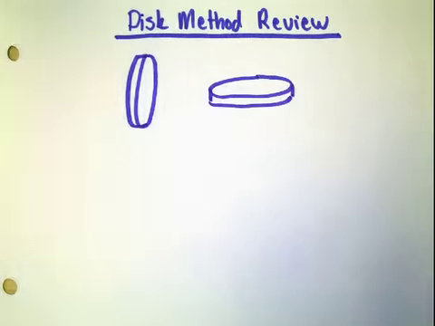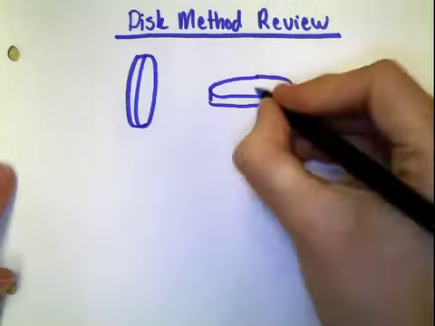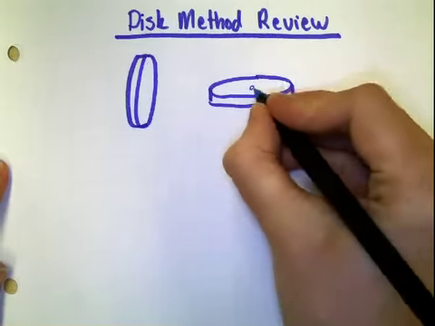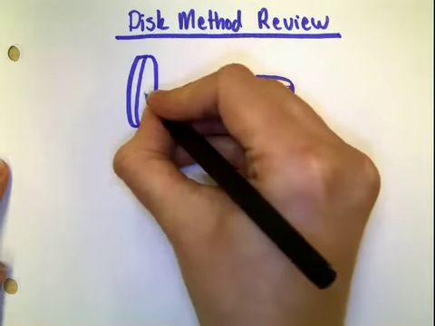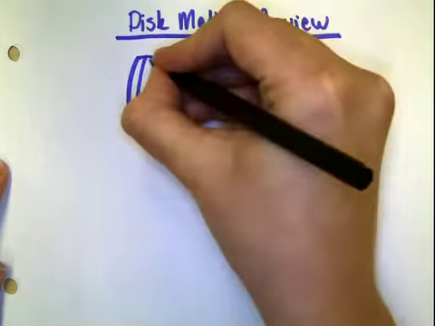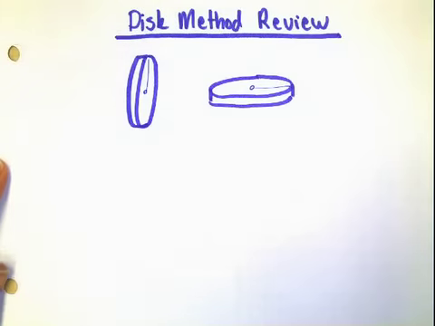There's some really important features on this disk, mostly the radius. So if this was our disk, we'd say here's our radius. And if this was the disk, we'd say, here's the radius. And we're going to be finding the volume.